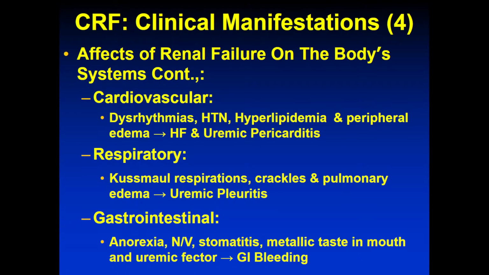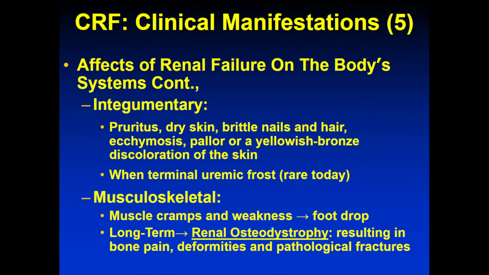The next, respiratory: Kussmaul respirations, crackles and pulmonary edema, and at last uremic pleuritis. Gastrointestinal problem: anorexia, stomatitis, metallic taste in mouth, and uremic fetor. And at last, gastrointestinal bleeding, the most serious problem.